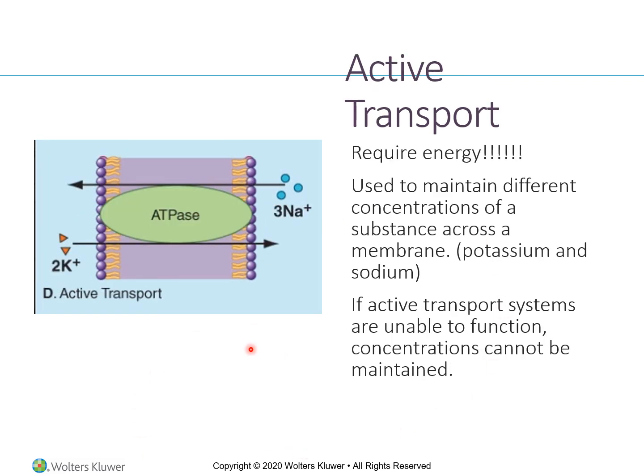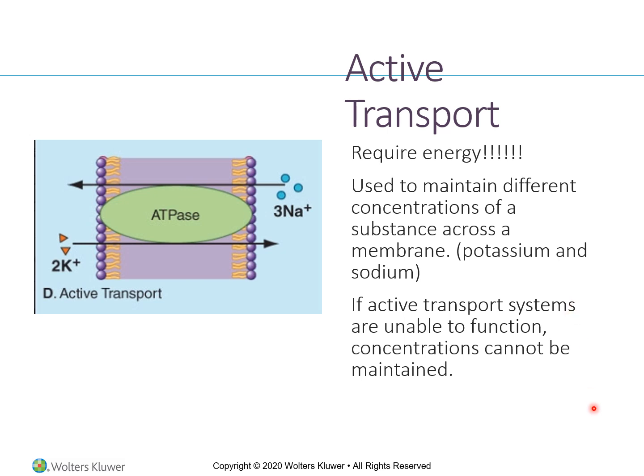The next type of transport across a cell membrane is active transport. And the big thing to remember here is that this requires energy. It requires the expenditure of ATP to act. And what's happening here is we're trying to maintain a different concentration of a substance on one side of a cell membrane than the other. One of the most common examples of this, and one of the most common types of active transport that we see in the body, is the sodium-potassium pump. So we're trying to maintain a concentration gradient of potassium and sodium across that cell membrane.